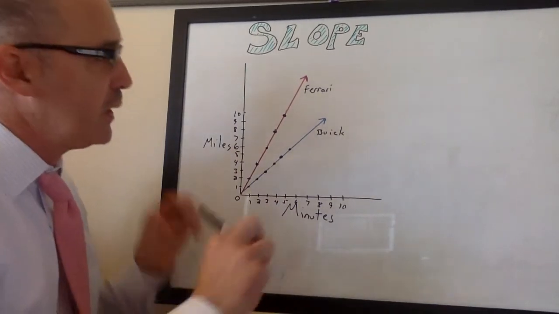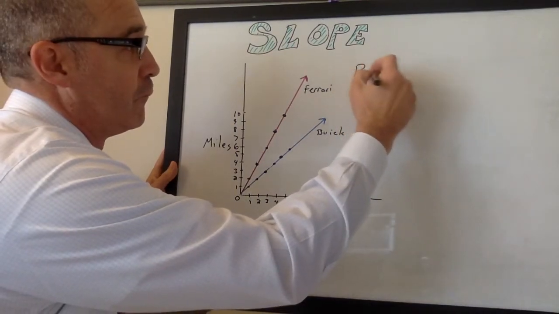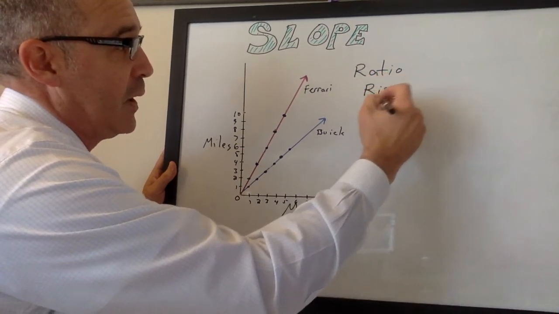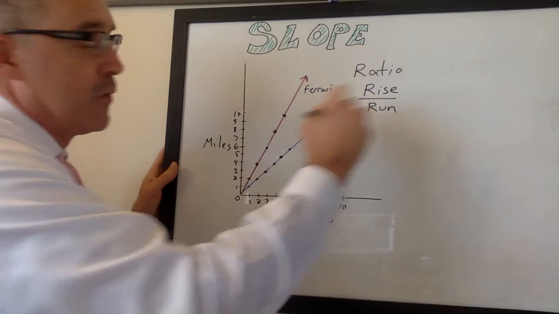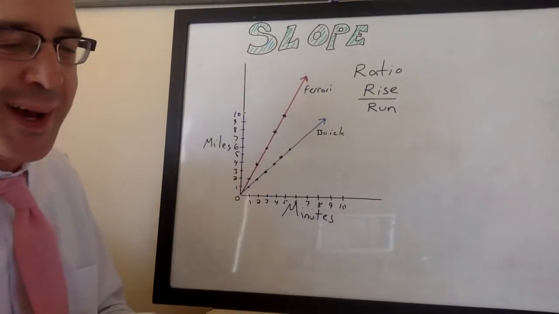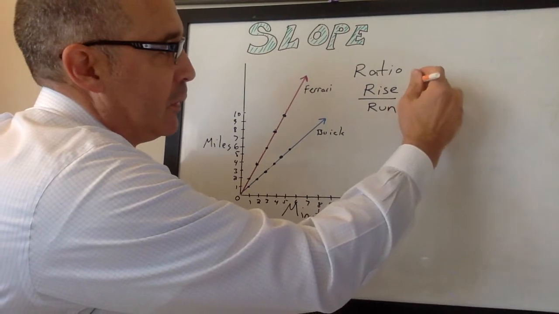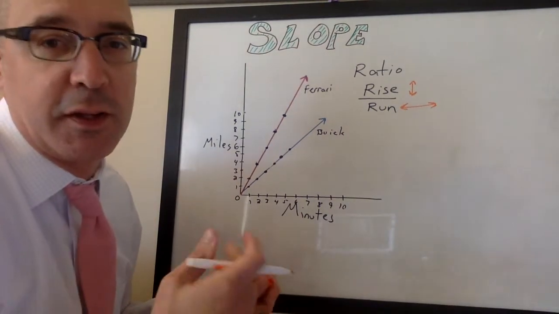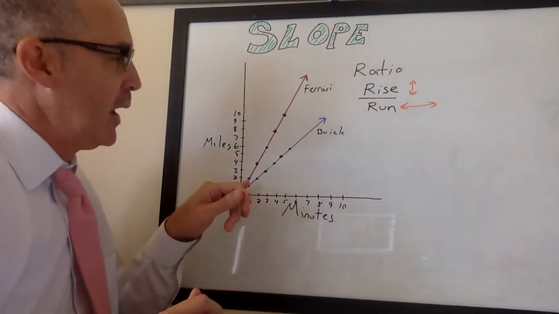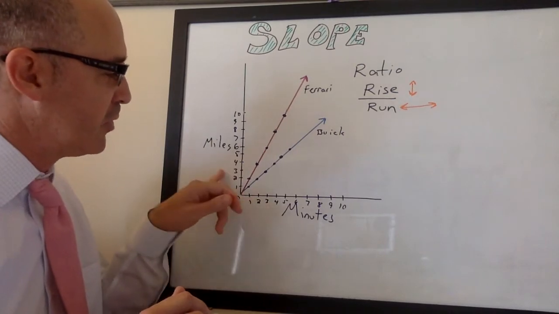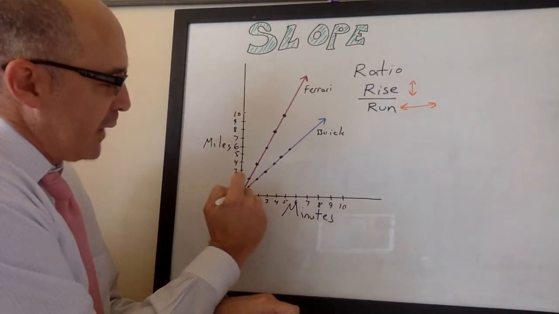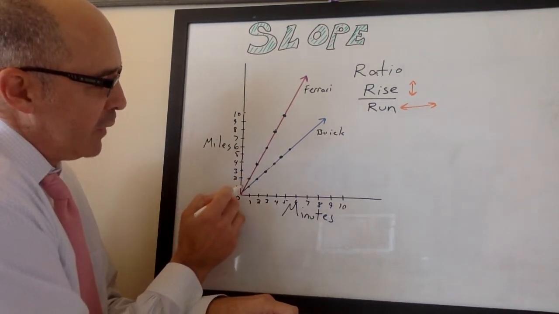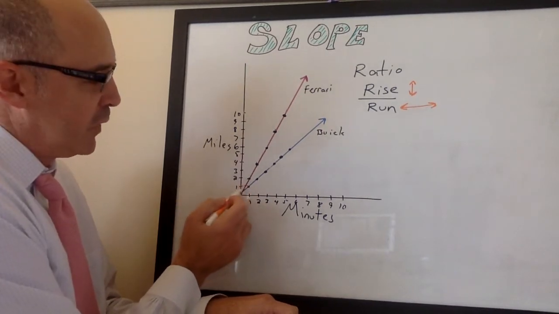Slope is really a ratio that is represented as a fraction, the rise over the run. As you might assume, a rise is vertical, up or down, and the run is horizontal, left or right. So looking at our Buick, we know it goes a mile every minute. I can see that as I build a set of stairs. If I rise up 1 mile, it took a minute. So it's a 1-to-1 relationship.